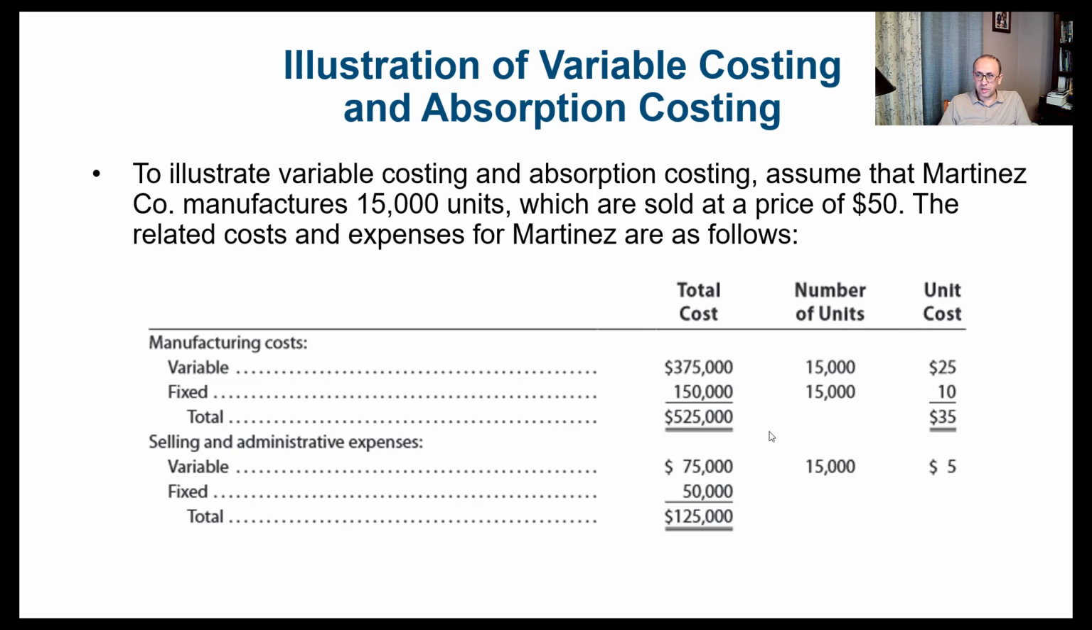And we get a total manufacturing cost of $525. Then the selling and administrative expenses are also variable and fixed for the same number of units. Per unit for the variable part is about $5 each, and the fixed selling and administrative expenses are only $50,000. So we have manufacturing cost of $525, and we have selling expenses of $125.